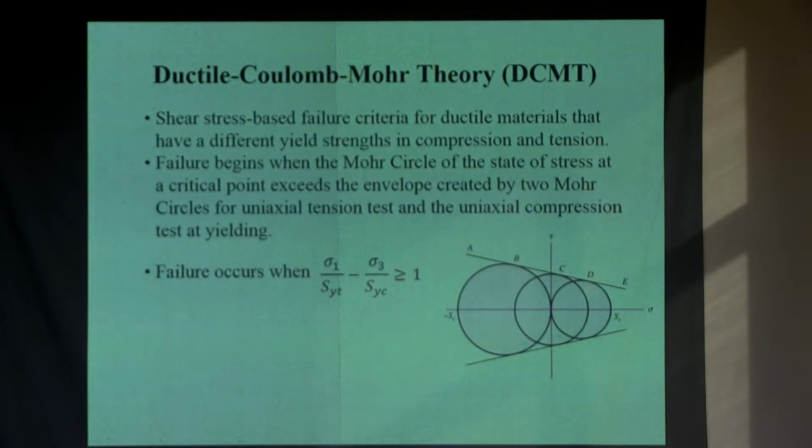So that's not the case with steels. Steels have almost the same S of Y in tension as they have in compression, but in some softer metals that's not the case. Most grades of aluminum have a yield in compression that's a lot more KSI, a lot more MPa than they have in tension. So it's only to be used for those ductile materials whose yield strengths differ in compression and tension.